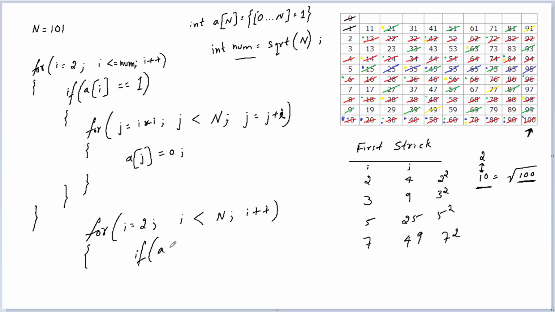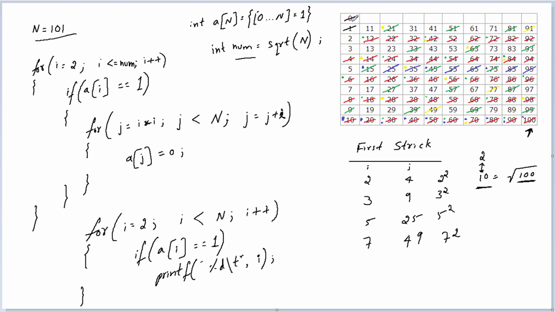So if a of I, the content present at position I, is equal to 1, that means the index number is prime. So I'll print the index here, \t for tab character, and I. The index value is present in I. The content of these elements is only 1 and 0. 0 represents a composite number and 1 represents a prime number.